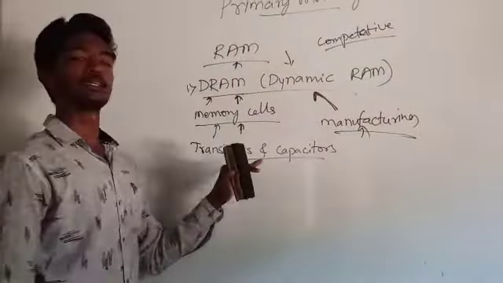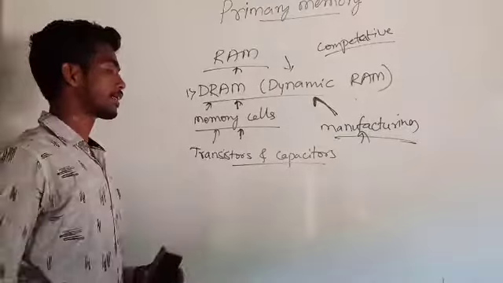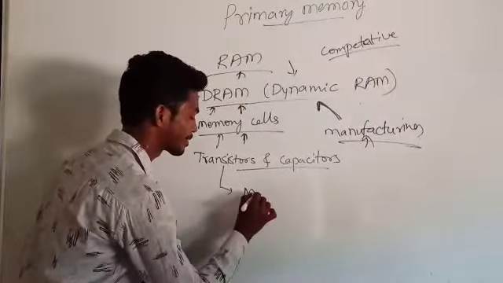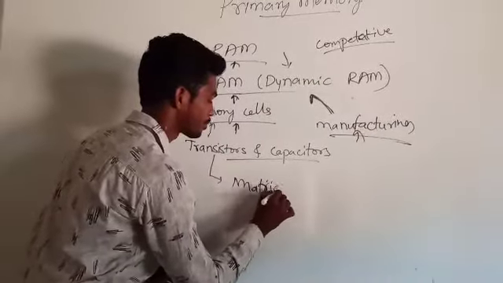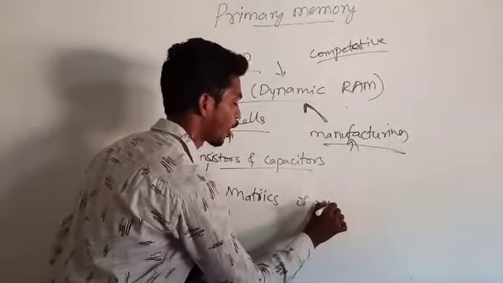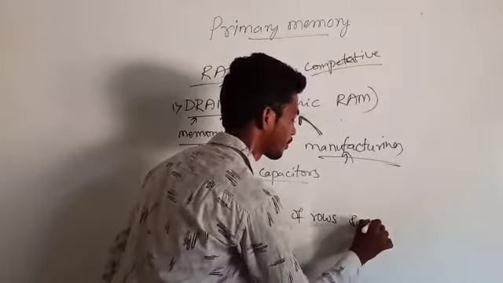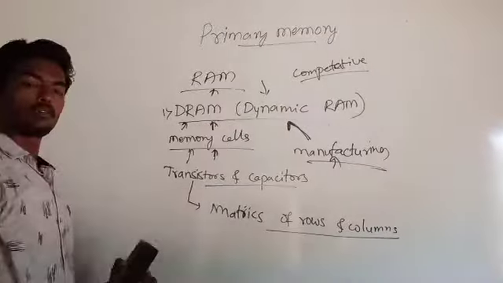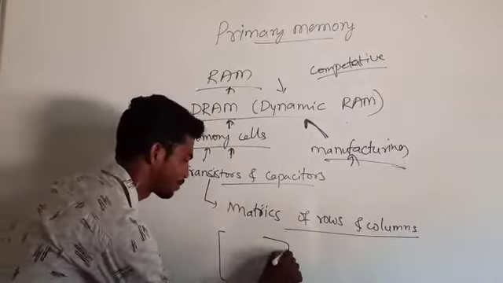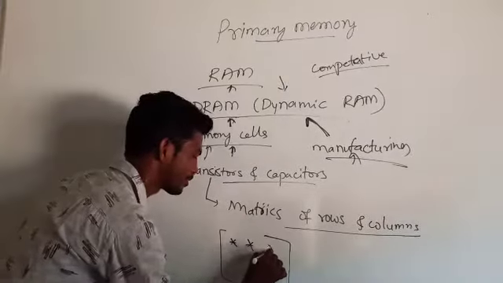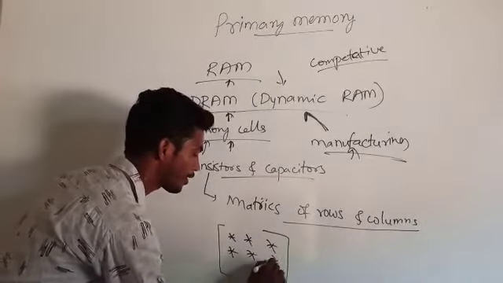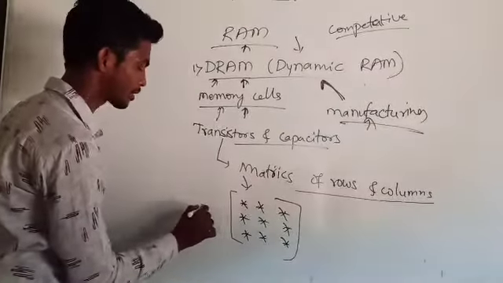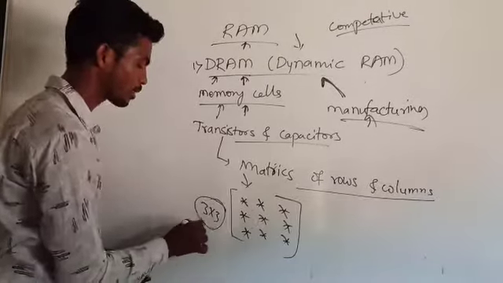These memory cells consist of transistors and capacitors, and these transistors are arranged as a matrix of rows and columns, which means the transistors in the memory cells of a DRAM are collected as a matrix like this. The transistors are arranged in rows and columns. I am just showing you a sample matrix of 3 by 3 rows and columns.